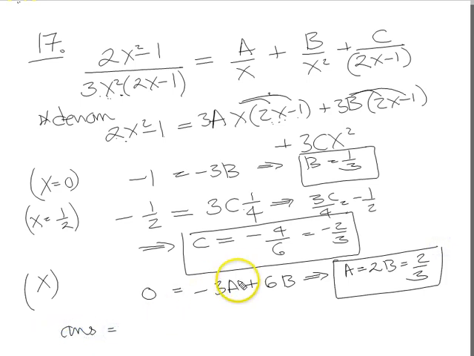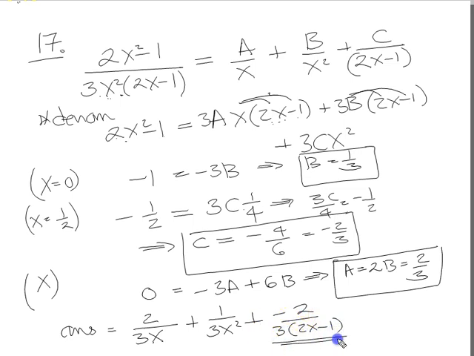Equals a, which is 2/3. Drop the 3 down to be with the x, plus b, 1 over 3 x squareds, plus c, which is minus 2 on the top. The 3 can drop down to be with the 2x minus 1. Yeah, that's it. There's the answer.